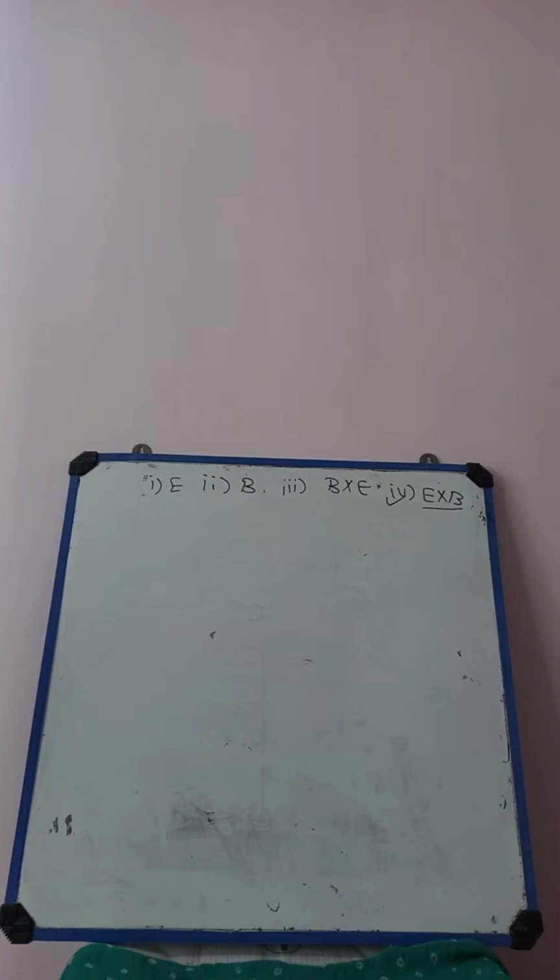a charge is first moving with a constant velocity, second moving in a circular orbit, C falling in an electric field, and D last option B and C. Option B and C. Okay, so find out the answer and tell me.